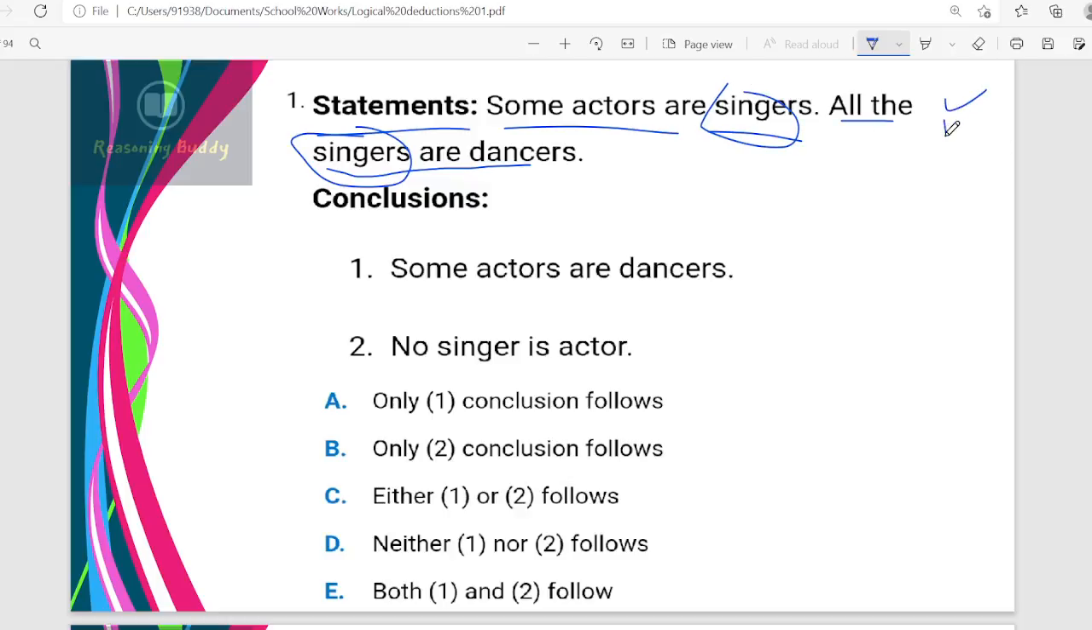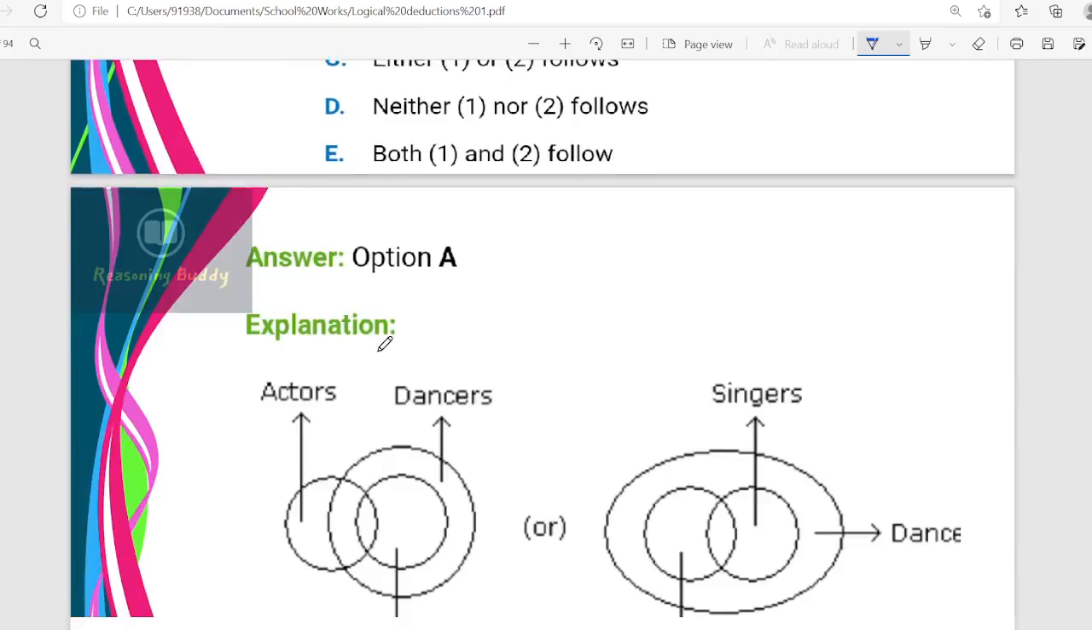So the first two rules are satisfied, and up to five rules there is no application, and the sixth rule is satisfied. That is, one particular should be there. The answer should be in particular. So here there is one particular, and in the conclusion there will be one particular. This one is universal negative, so this is not an answer. This is the right answer. Only conclusion one follows. Option A is correct.